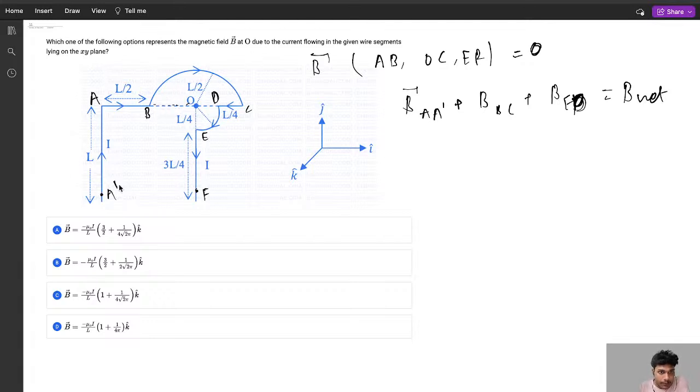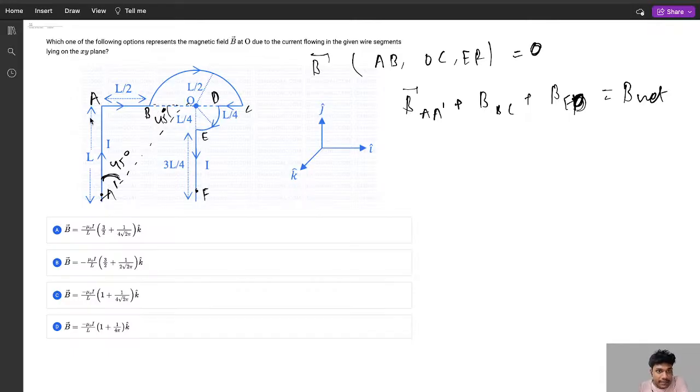If I connect this point to this O, what is this angle? That is 45, I think, right? As this one is L and this one is also L, it is an isosceles right angle triangle, right? So this is 45 and this also 45 degree. Okay, and this is a quarter and this is the semicircle.